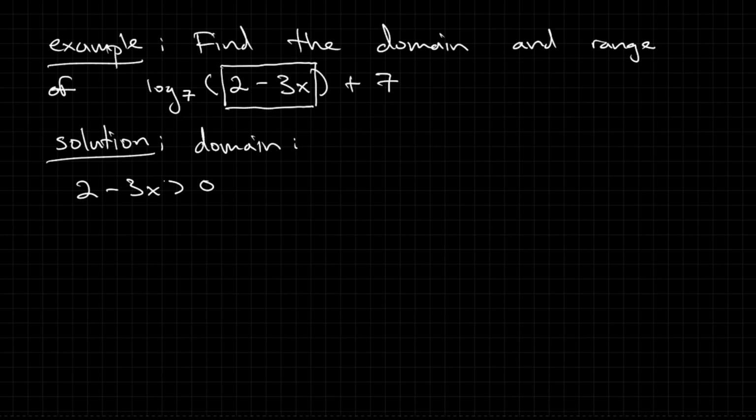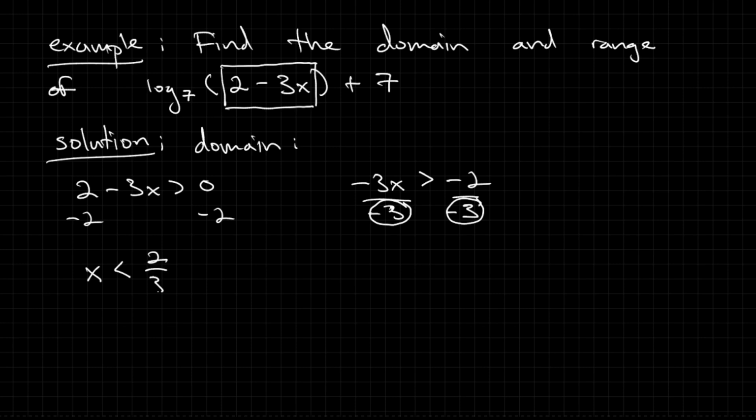Solving this inequality for x, we can subtract 2 from both sides. We get negative 3x is bigger than negative 2. And then we can divide both sides by negative 3. When you divide or multiply by a negative in an inequality, the inequality sign flips. So since this negative 3 is negative, I flip the inequality sign, and I get that x is less than negative 2 divided by negative 3, which is 2/3.